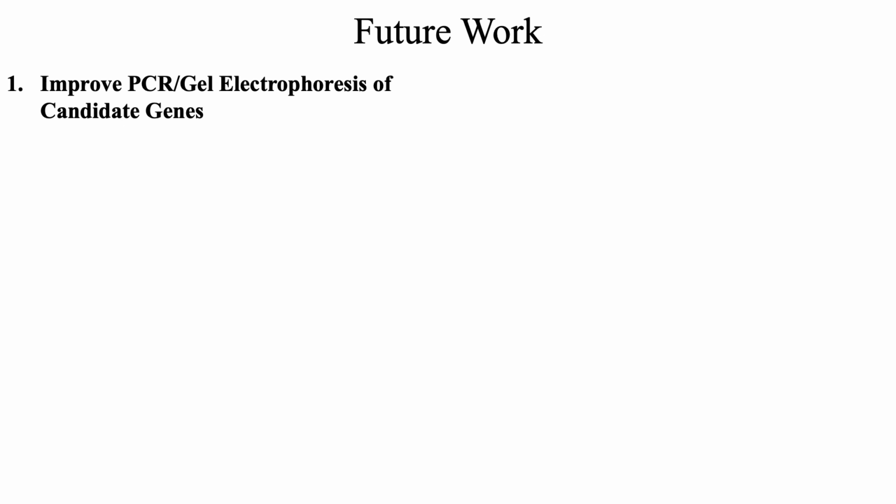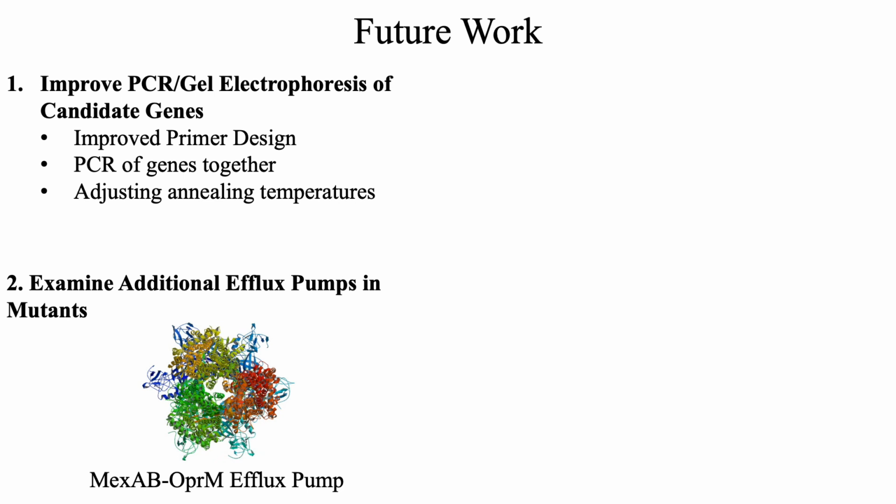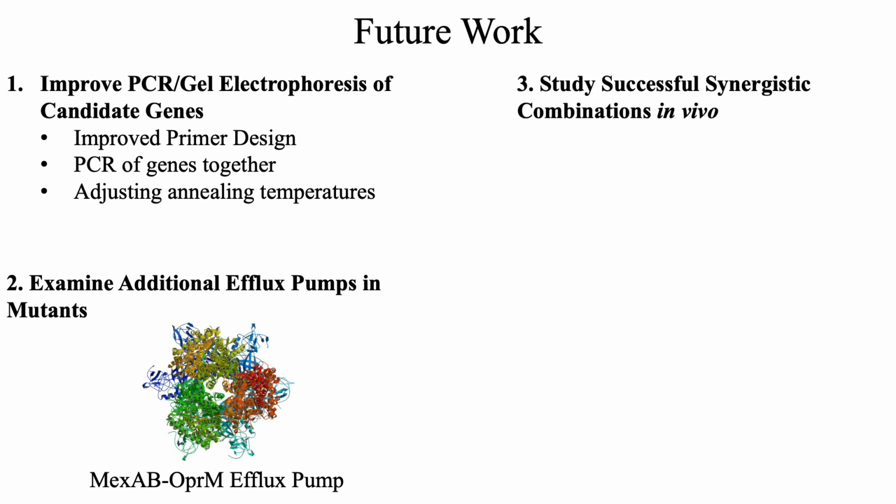Future work includes improving the PCR and gel electrophoresis procedures of the candidate genes, either by improved primer design, PCR methods, or adjusting of annealing temperatures. Also, examining additional efflux pumps in the parent strain and mutants would prove interesting. Aside from the MEX-EF and MEX-GHI efflux pumps, a MEX-AB efflux pump also exists, which confers resistance to different antibiotics. Therefore, studying it in the future would prove beneficial.